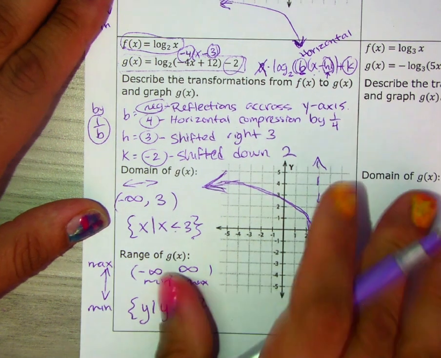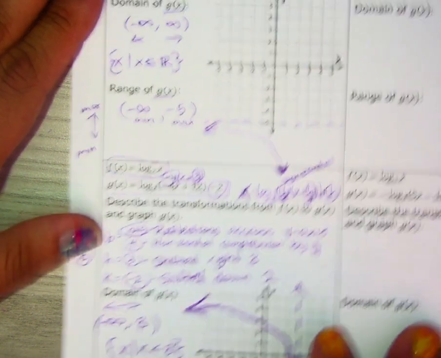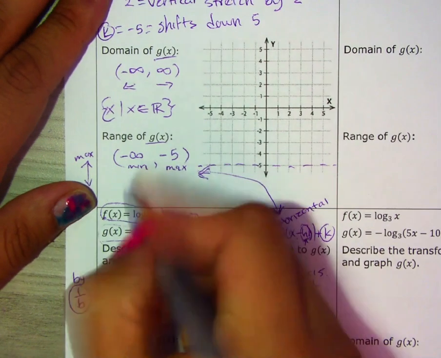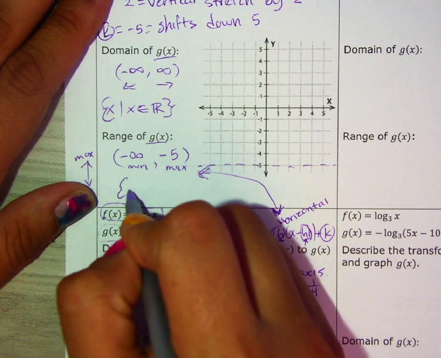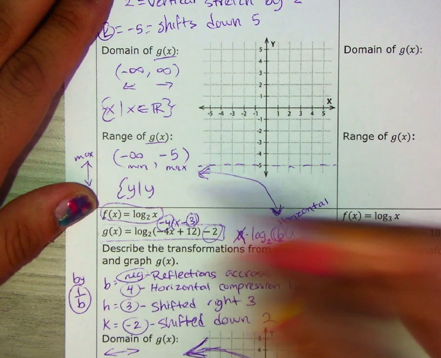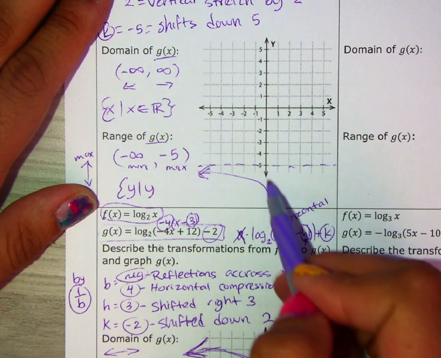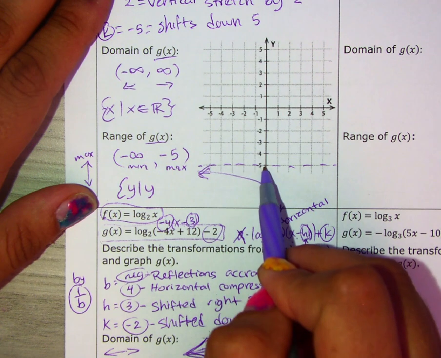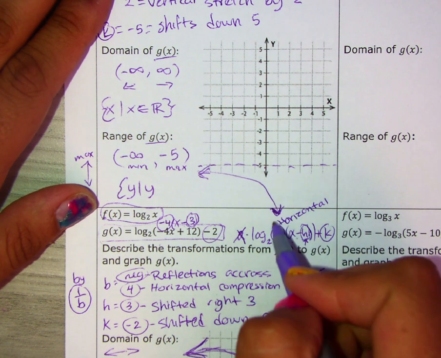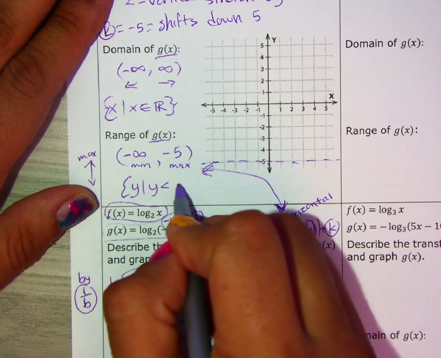That reminds me that on the example above, we didn't write the set notation for the range. So I'm just going to go ahead and go back to that. Y values such that y is, and again, the limit here was -5 or anything lower than that. So we're going to say y is less than -5.